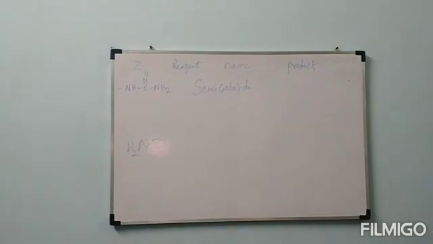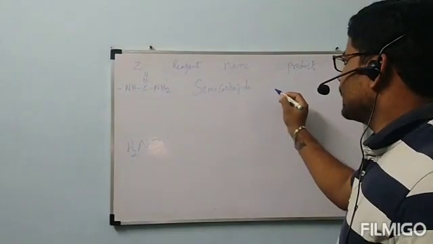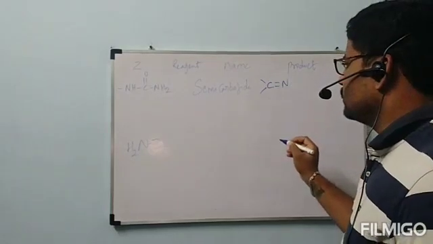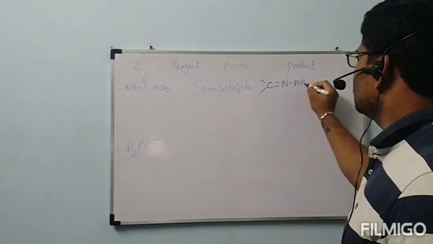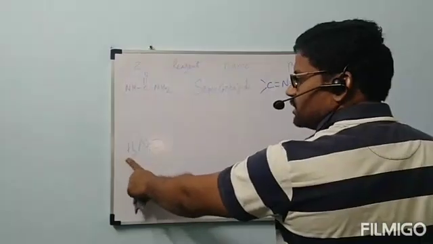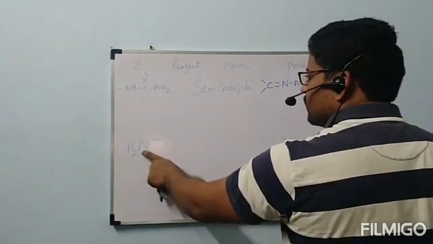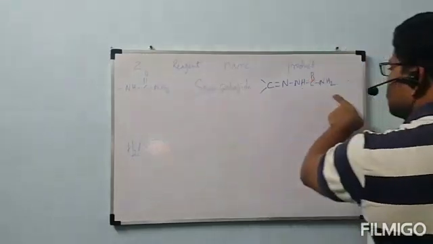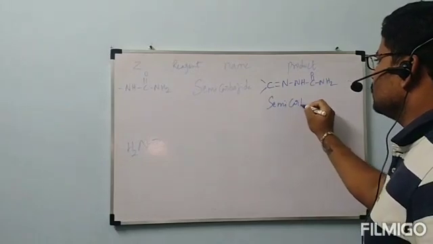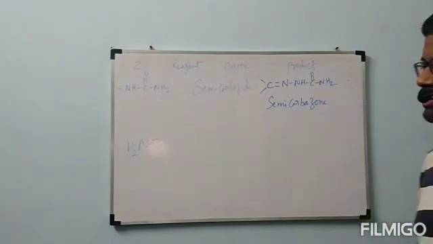And what is the product to be formed? The product is C double bond N, NH C double bond O NH2. See here, the H2 and the carbonyl oxygen will go out and we will get C double bond N, continuation Z, NH C double bond O NH2. This is the product to be formed. The name of this compound is semicarbazone.